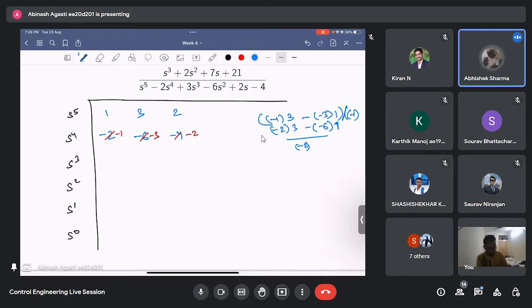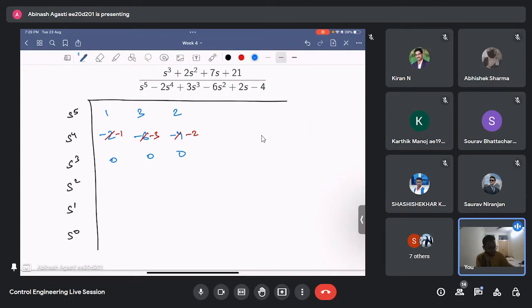Yes, 0, 0, 0. Yeah. So you can see that what we get here is an entire row of zeros. So you know, when we get something like that, we want to find an auxiliary polynomial P of S, and that is given by this row, which is minus S power 4 minus 3 S square minus 2, right? And to obtain the row values of S cube, what we'll do is we'll take the derivative. So that will give me minus 4S cube minus 6.